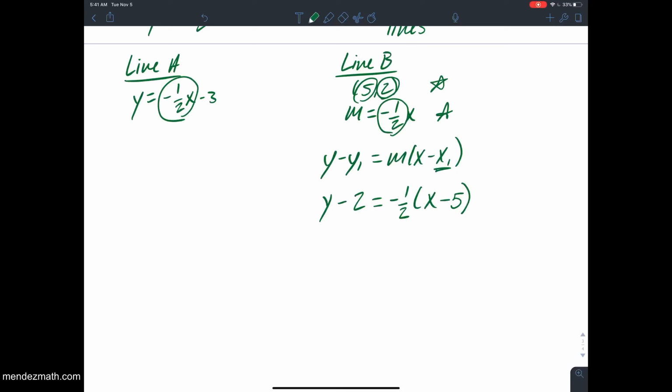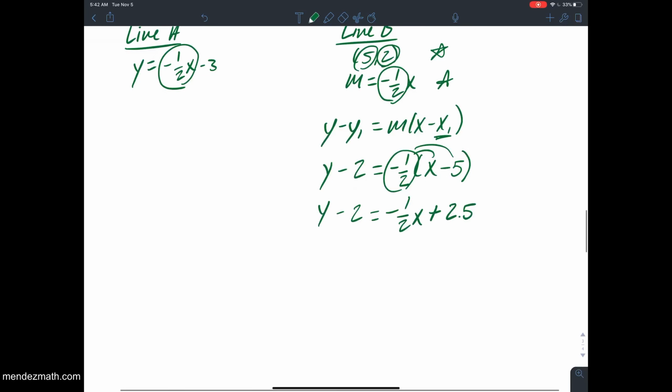So let's clean it up. Y minus 2 equals, we distribute the 1/2 here and here. A negative 1/2 times x is negative 1/2 x. What's half of 5? It's 2.5, right? So if half of 5 is 2.5, we do plus 2.5. You can change it into a decimal if you want.